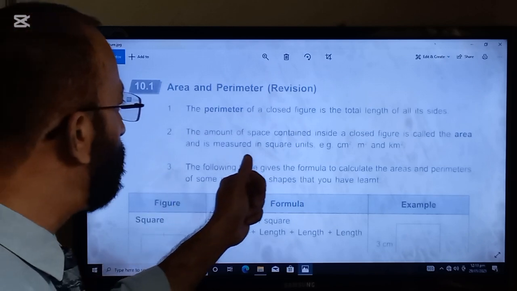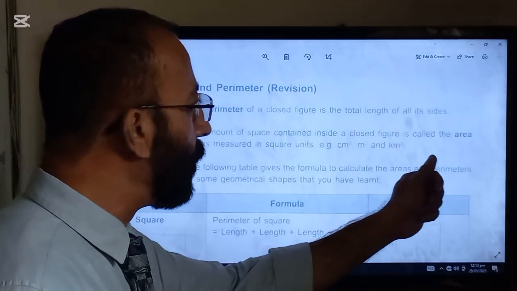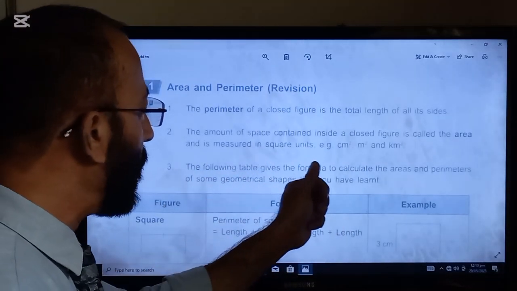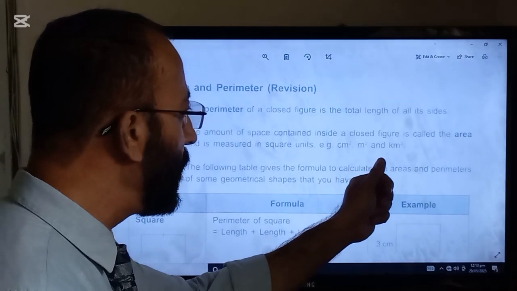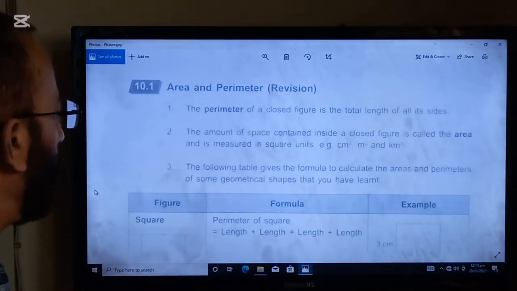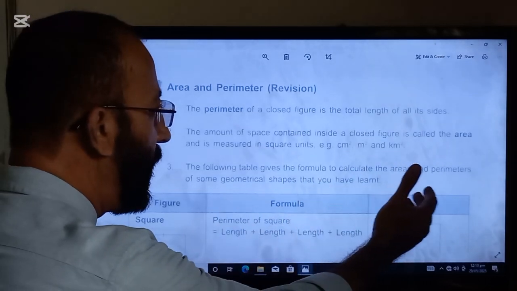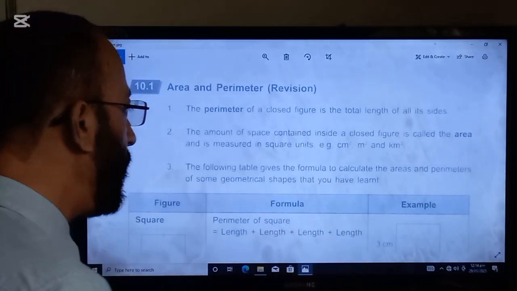The amount of the space contained inside a closed figure is called the area and is measured in square units. For example, centimeter squares, meter squares, and kilometer squares. The following table gives the formula to calculate the areas and perimeters of some geometrical shapes that you have learned.